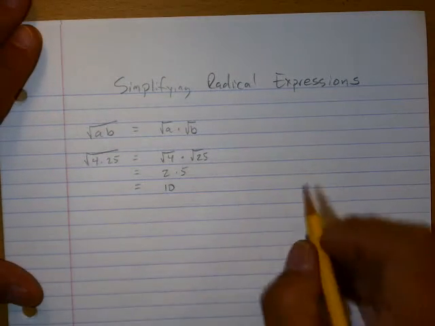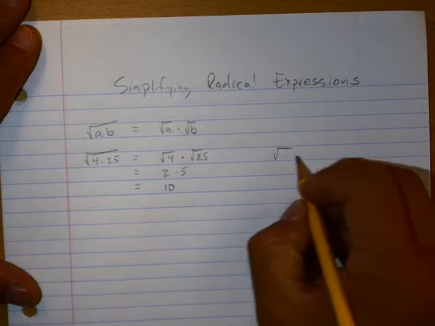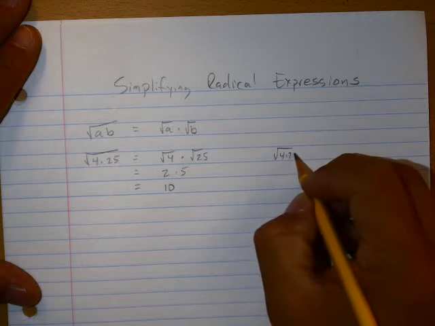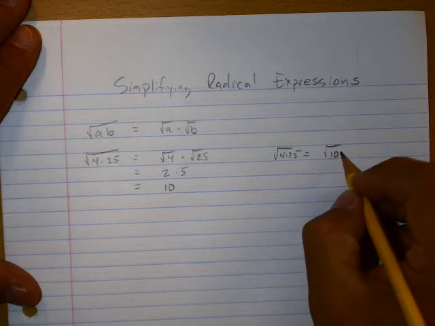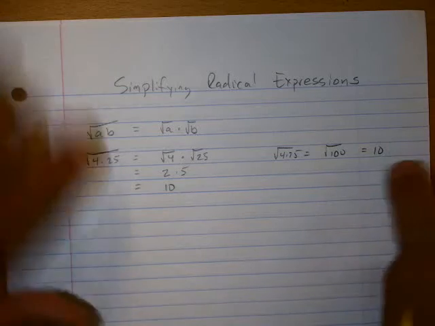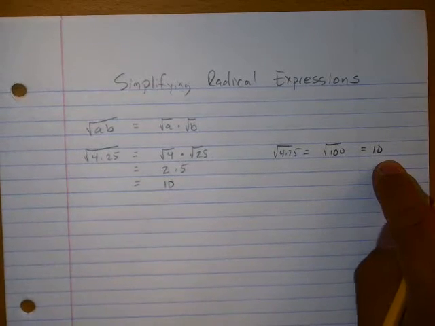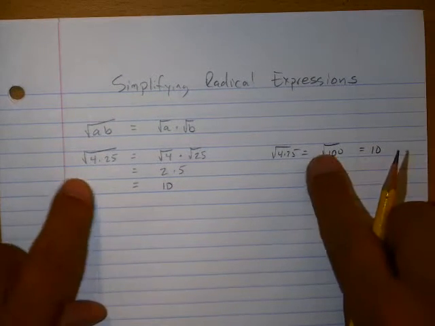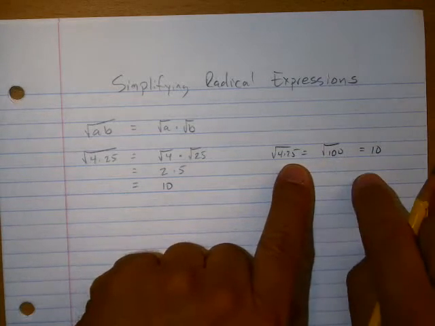Because we know that 4 times 25 is the same thing as the square root of 100, which is also 10. They're equal to the same thing, so through transitive property they must be equal to each other also.